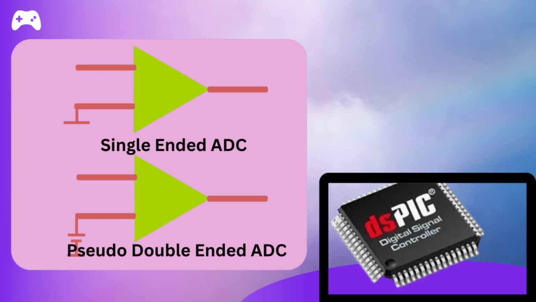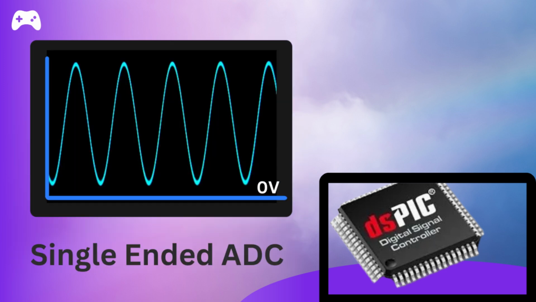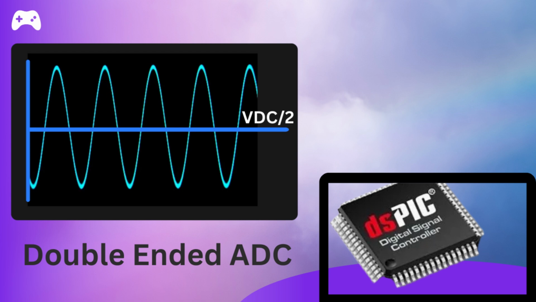You can program the ADC to be a single-ended ADC or a pseudo double-ended ADC. Here, in the single-ended ADC, the incoming signal will be measured with respect to 0 volt. In a double-ended ADC, that voltage will be measured with respect to VDD by 2.